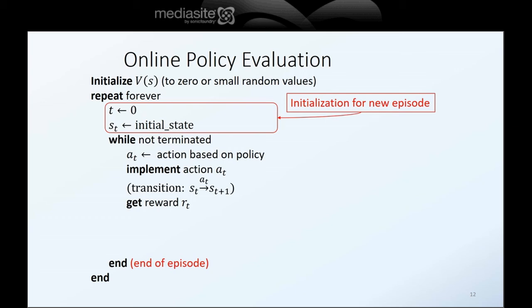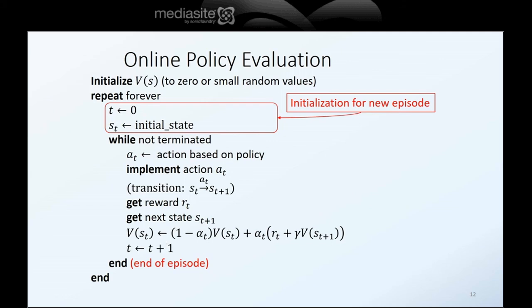And we get from the environment the reward RT. This is the instantaneous or immediate reward. We also get the next state ST plus 1 that the environment is transitioning to. And here's how we update. V of ST is 1 minus alpha t V of ST plus alpha t RT plus gamma V of ST plus 1. This is the usual update rule, and then we increment t, the time step. So this is online policy evaluation.